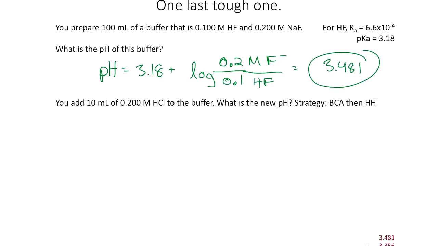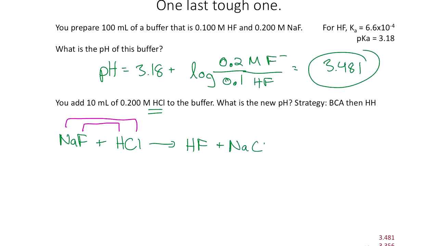And the reason is because this added acid goes into reacting with one of the things in this buffer. HCl is an acid. So which one of the components of the buffer will that acid react with? NaF, the base. So let's write the BCA table for that. We have NaF, it reacts with HCl to give me HF. So what I'm doing is just doing the double displacement reaction. So HF is one of my products, and my other product is NaCl. Perfect. All right, so we'll do the BCA table.